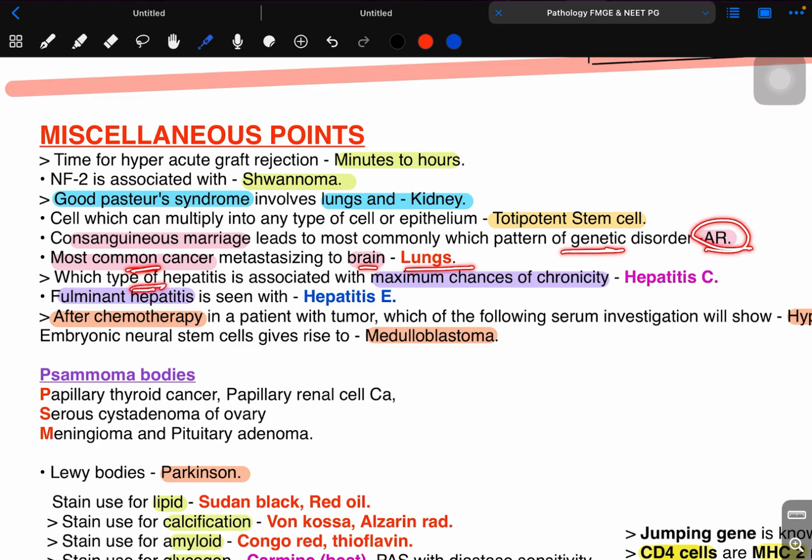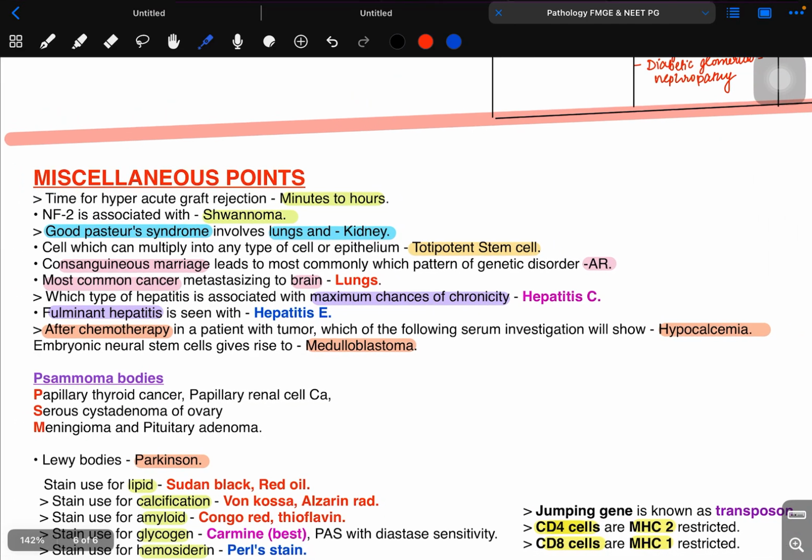Which type of hepatitis is associated with maximum chances of chronicity? Hepatitis C. Fulminant hepatitis is seen with hepatitis E. After chemotherapy in a patient with tumor, which of the following serum investigations will show hypocalcemia? And embryonic neural stem cells will give rise to medulloblastoma.